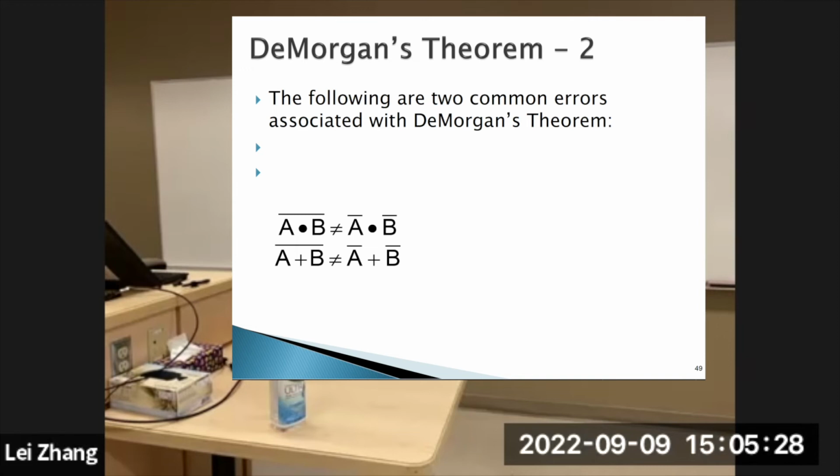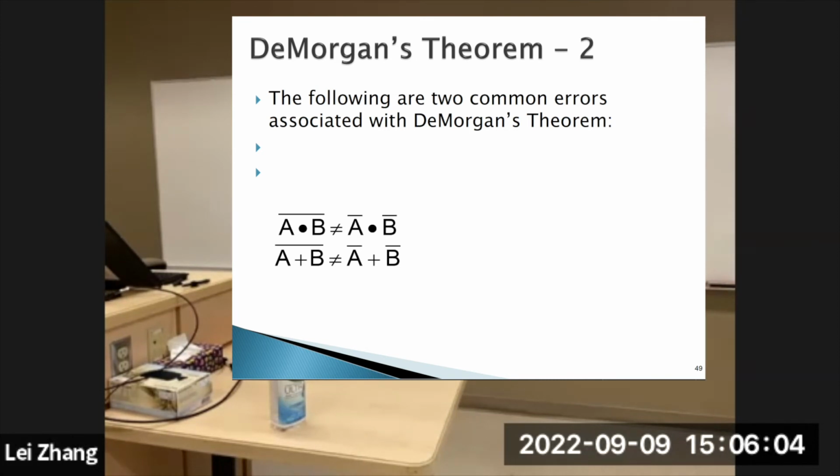Similarly, we have A OR B, inverted. So this is a NOR gate. It is equivalent to two inverters: the two inputs are inverted first, then they are put into the two inputs of an AND gate. We combine these two lines together and call it DeMorgan's theorem.